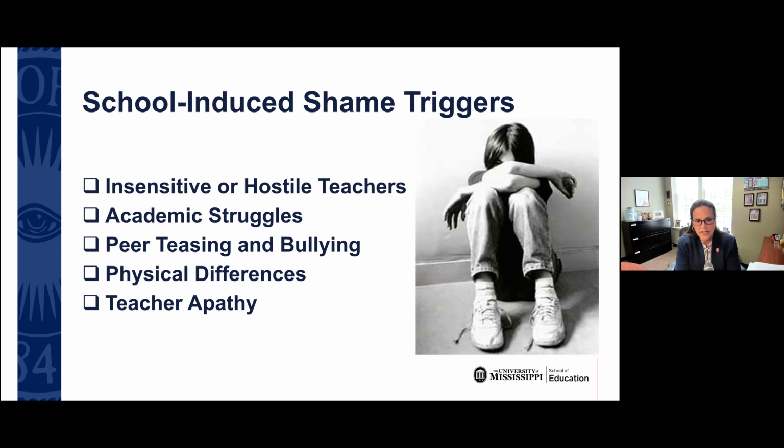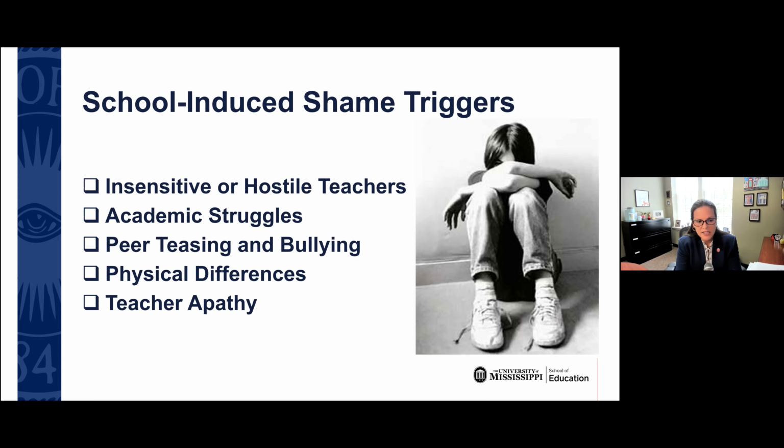Academic struggles, this seems like an obvious one, right? So academic struggles, when students struggle, they're naming this as one of the main triggers of shame in the school setting. Peer teasing and bullying is also a big shame trigger in the school setting. Physical differences. So the way that people look, it could be any sort of physical difference, could be the color of their skin, the way their body looks, a body size, body type, maybe a disability that's obvious in the physical sense, is also seen as a shame trigger for students in a classroom setting.